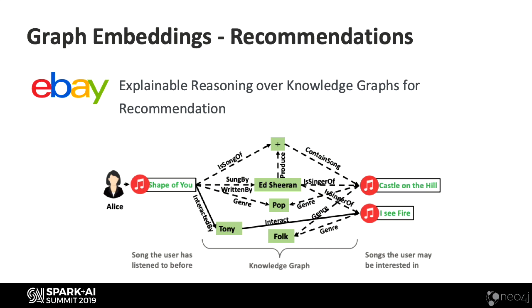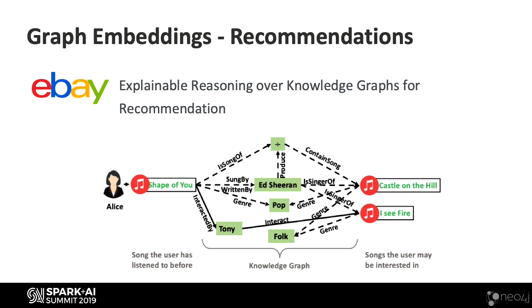So instead of just collaborative filtering, I actually know a lot about these things that people are interacting with. I don't just know that Alice listened to The Shape of You. I happen to know that it was sung by Ed Sheeran, who sings some other songs. He's a pop singer. He has this album, he has this label. That label also produces this song. How can I take all of those relationships and connections in that knowledge graph to make better predictions?